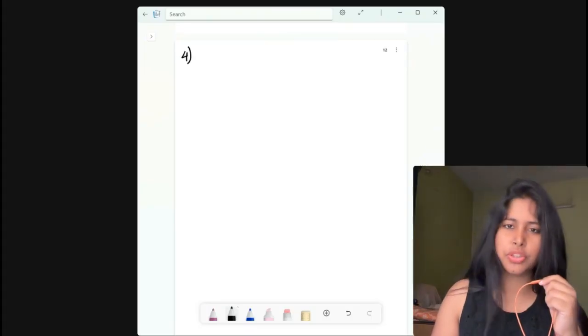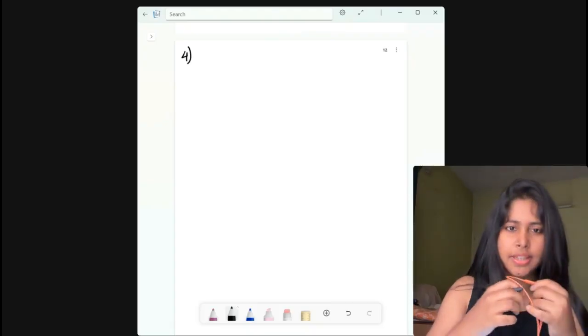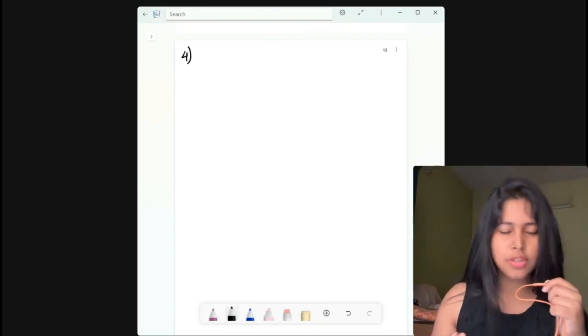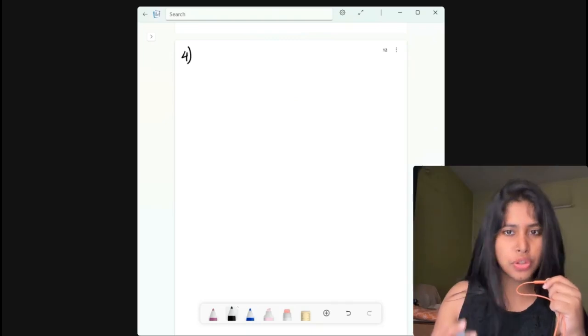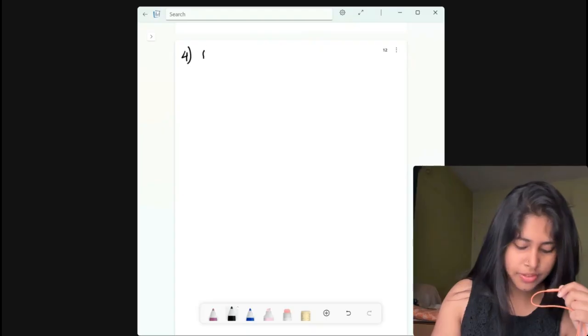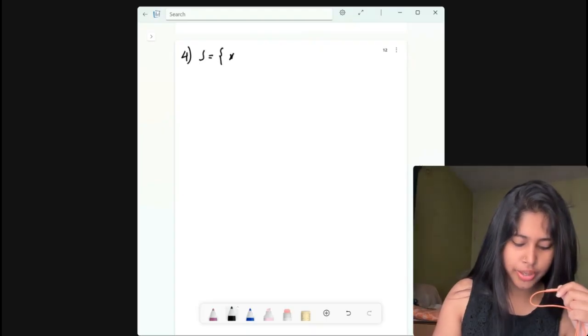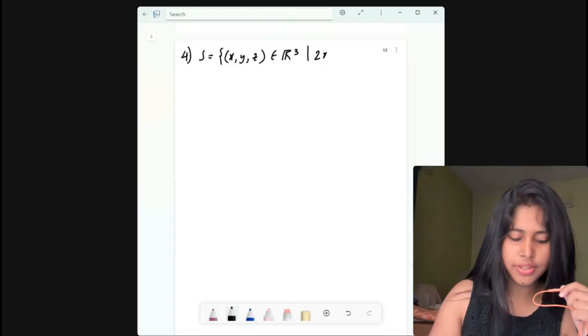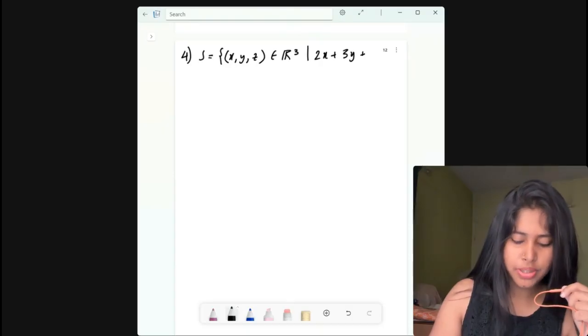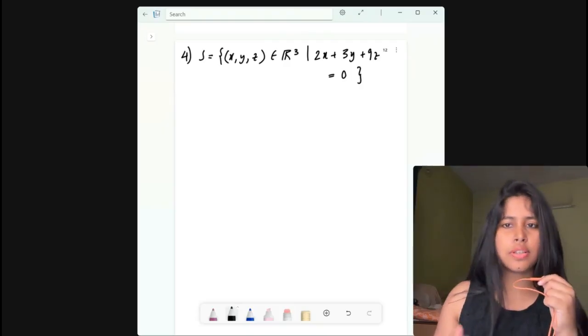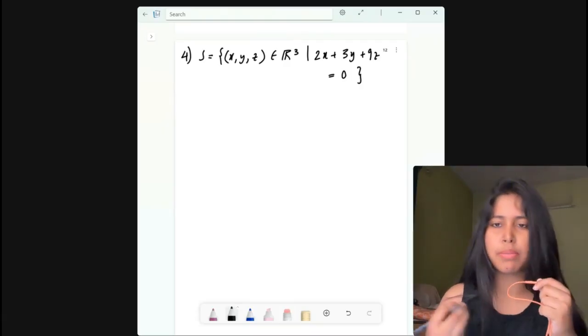What is the fourth question? Here we will have a subspace. We are given a set S in R3 and we have a defined equation for it, and we need to check if this is a subspace or not. Let me write the question. S is equal to the set of (x, y, z) belonging to R3, with the defining condition 2x plus 3y plus 9z equals 0. So this set is defined by this equation.